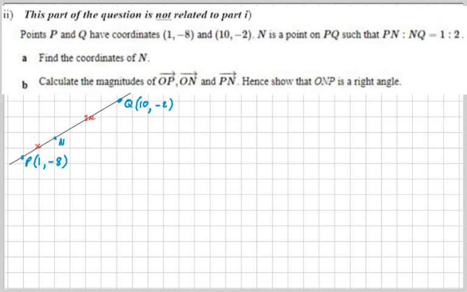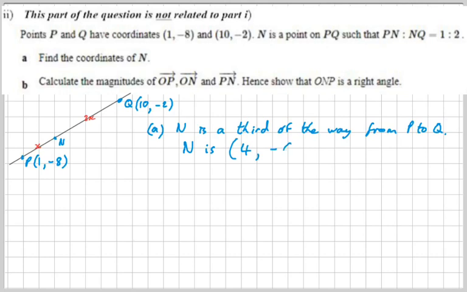Well, I'm just going to come back to that statement I just made a moment ago, which is that N is a third of the way from P to Q. So let's think, how do we get from P to Q? Well, in the x coordinate, we're starting at 1 and we're ending up at 10, so we've added 9. If we're just doing a third of that, we must have just added 3. So 1 plus 3 is 4. So the x coordinate is going to be 4. And similarly, to get from minus 8 to minus 2, we've added 6, and a third of that is just to add 2. So minus 8 plus 2 would be minus 6. So that gives us 4 and minus 6 as our coordinates.